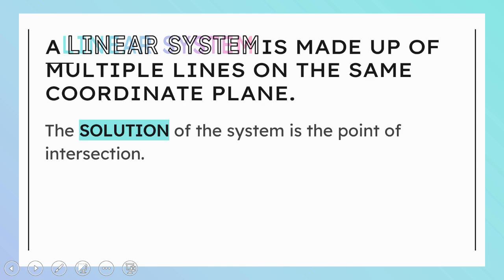First of all, a linear system. It helps to know what it is: it's made up of multiple lines on the same coordinate plane. So when you're graphing more than one line on the same graph, you now have a system. In this case, a linear system, a system of lines, and the solution of that system is the point of intersection. There may be more than one, but any solution of the system is the point where those lines cross.